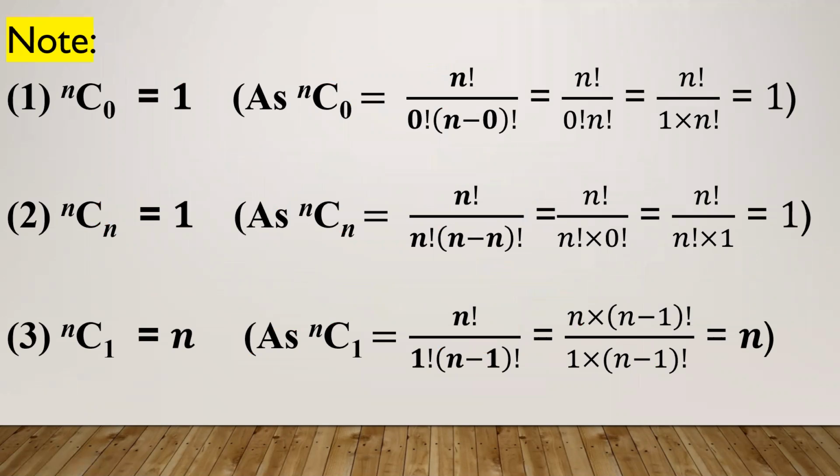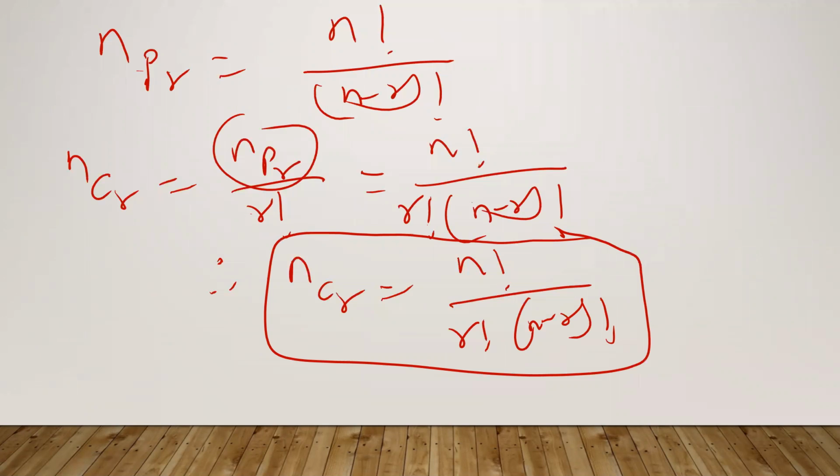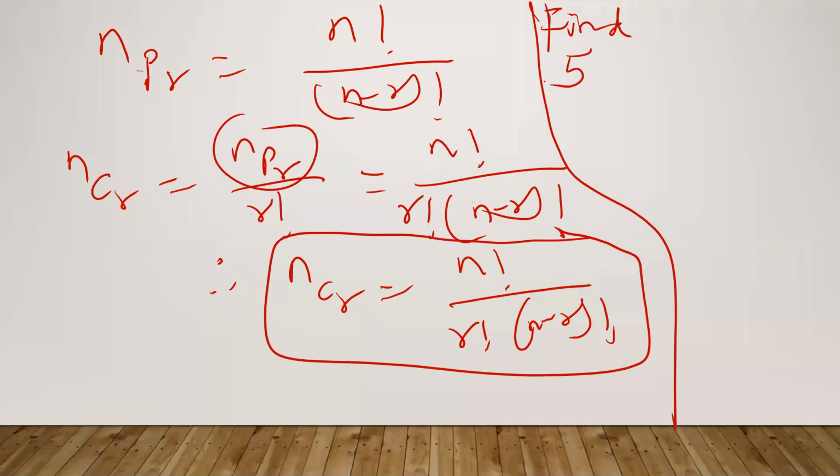So let us see. Let me calculate here some values. Find, suppose I have got 5 objects and I have to select 3 out of them. 5C3. Find 5C3. So here n is 5 and r is 3. Suppose I've got 5 students and I have to select 3 students and form a group. Out of 5, so it is 5C3. Number of groups will be 5C3.